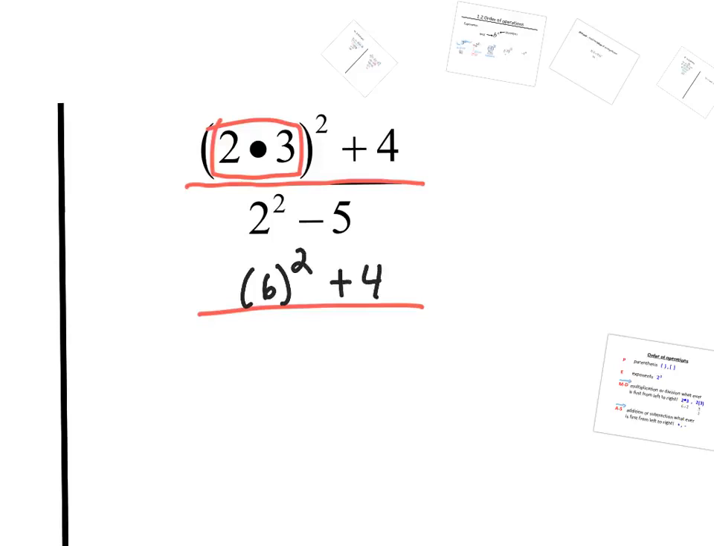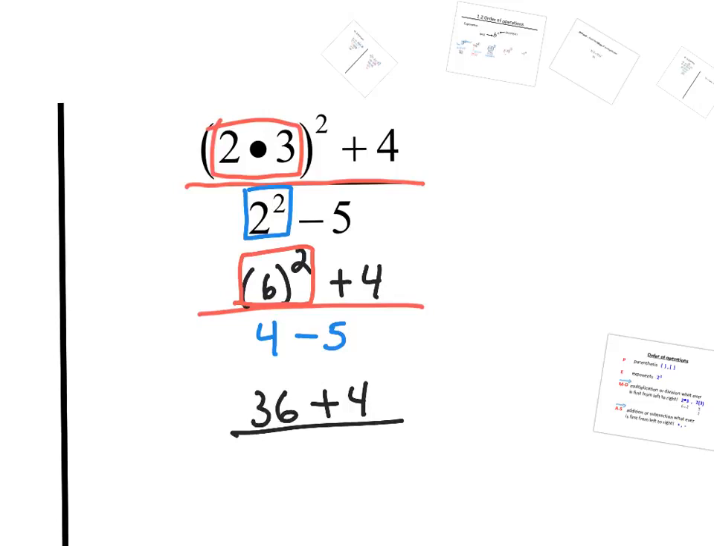On the bottom, we don't have parentheses, but we do have an exponent. So we do that on the bottom. 2 squared, 2 times 2 is 4, and you bring down the 5. Then you go back to the top. On the top, we have exponents. That's the next step, parentheses and then exponents. So 6 squared, 6 times 6 is 36. Remember, you don't multiply 6 times 2. You multiply the base by itself 2 times. Plus 4, and on the bottom, well, you guys have 4 minus 5, negative 1.